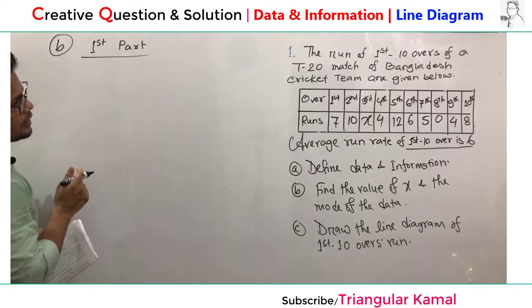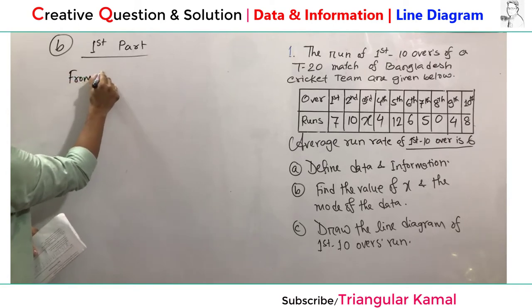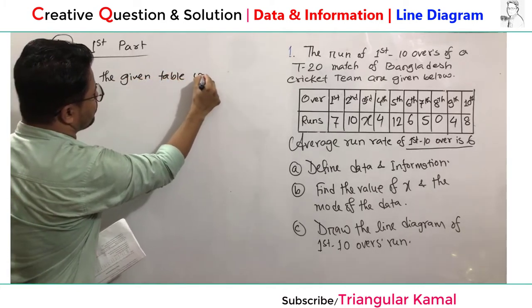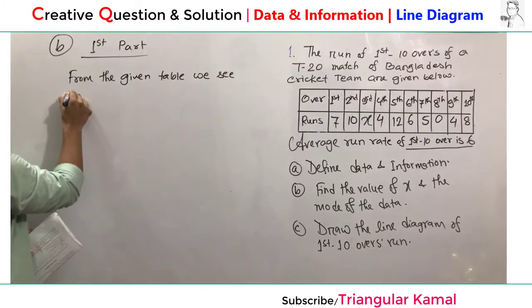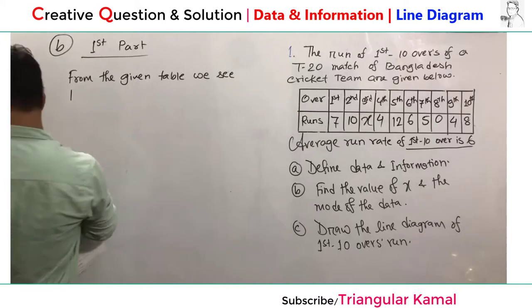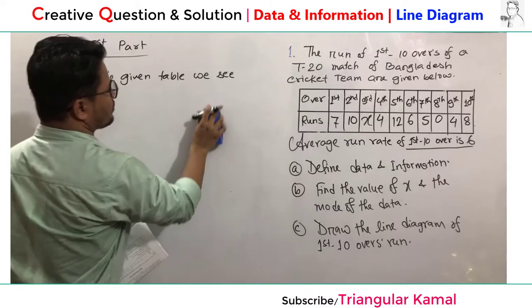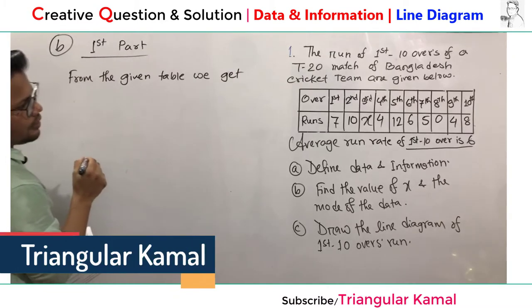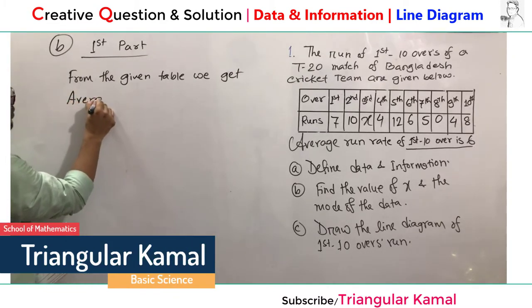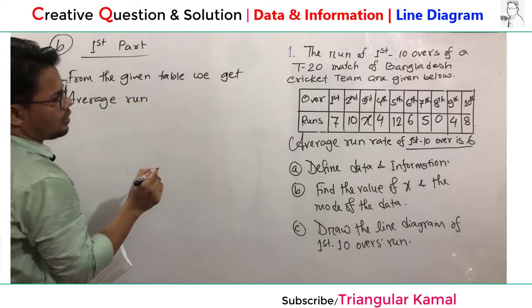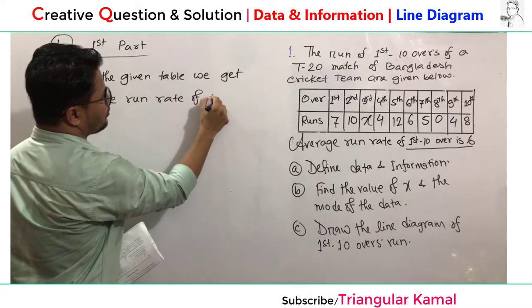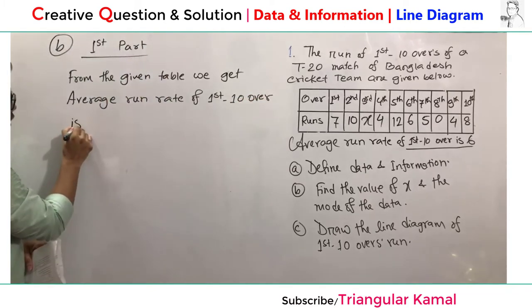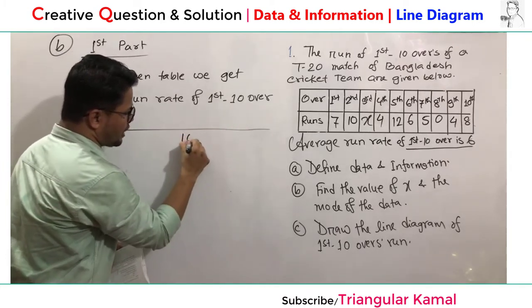From the given table we see, or from the table we get, the average run rate of the first 10 overs. The first 10 overs indicate you divide by 10.